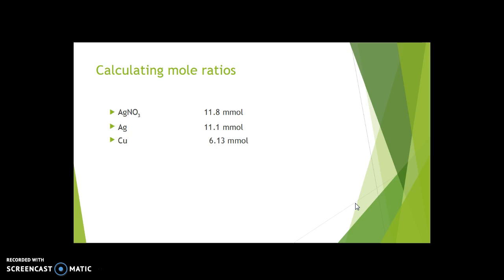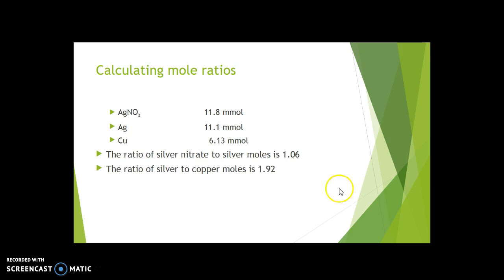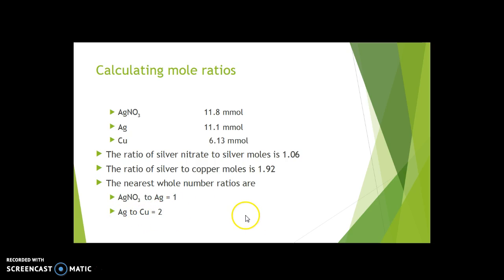Now, if we move those same millimole numbers, we can calculate what we call mole ratios. This is going to be used to write the balanced chemical equation. The ratio of silver nitrate to silver moles, here to here, is 1.06, very close to 1. The ratio of silver to copper moles is 1.92, very close to 2. The nearest whole number ratios for the silver nitrate and silver, 1 to 1, and for silver to copper, 2 to 1. 2 moles of silver can be gotten from 1 mole of copper.